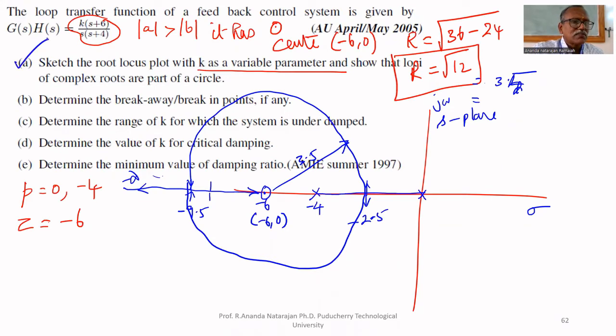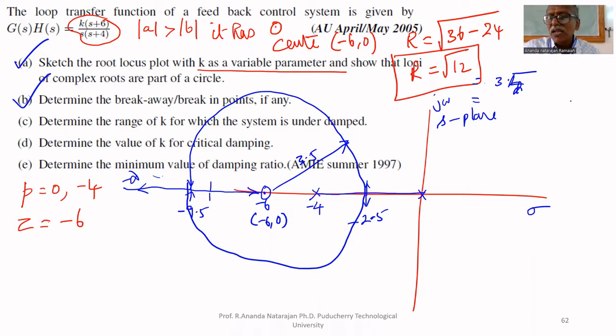Sketch the root locus we have drawn. Determine the breakaway and break-in points, if any. Determine the range of k for which the system is underdamped. When will the system be underdamped? When the roots are complex conjugate. When the poles are complex conjugate, it is underdamped.